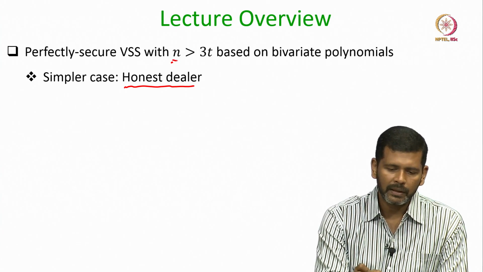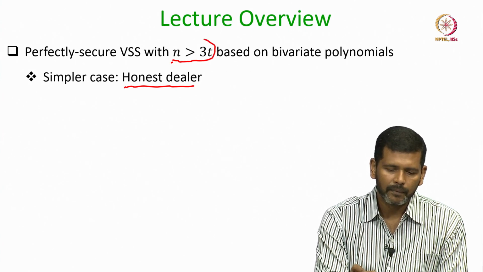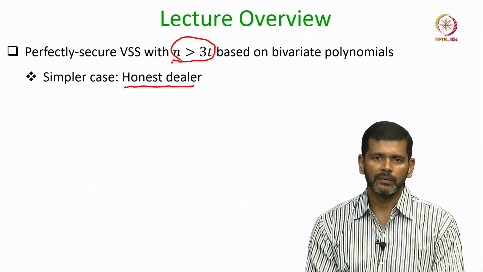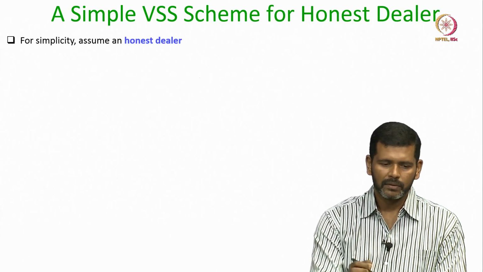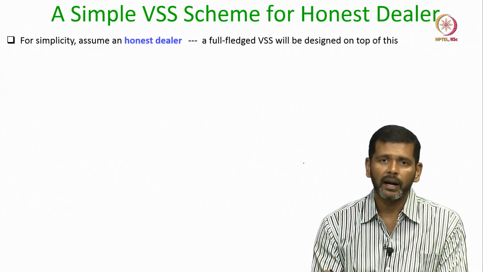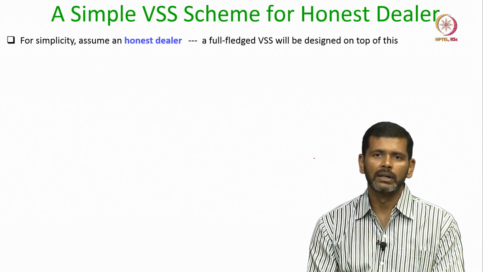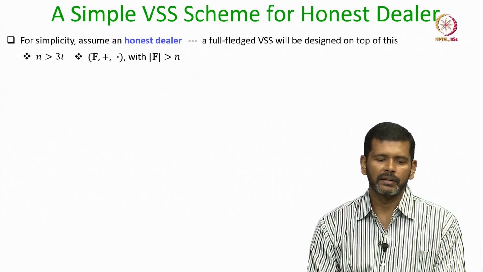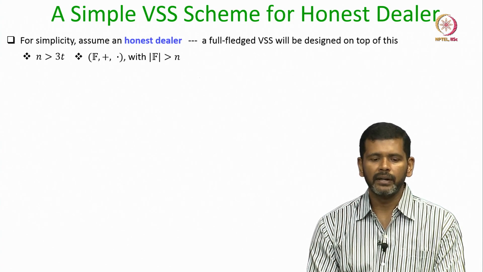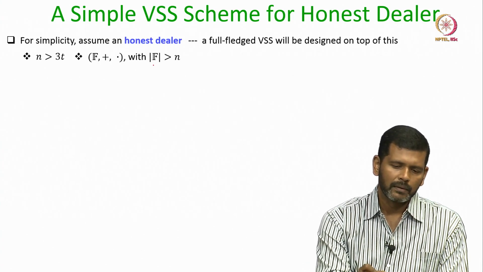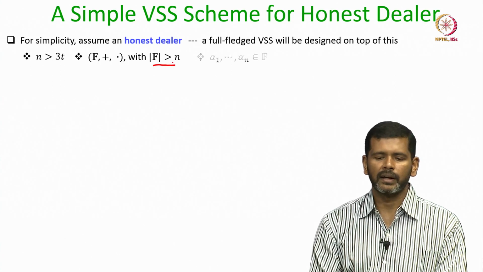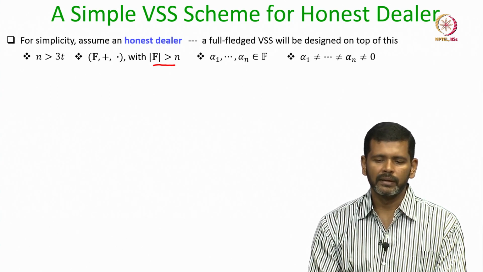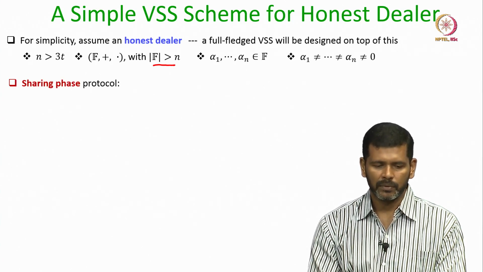Our setting here will be n greater than 3t, which is a necessary condition for any perfectly secure verifiable secret sharing. As I said, we assume here an honest dealer and a full fledged VSS will be designed on top of this. We will be working with the condition n greater than 3t. We will have a finite field whose cardinality is greater than n. There will be n distinct non-zero evaluation points from the field, which will be used in the VSS protocol.